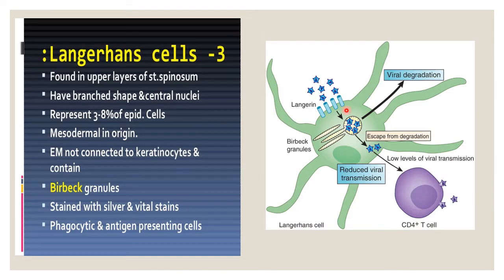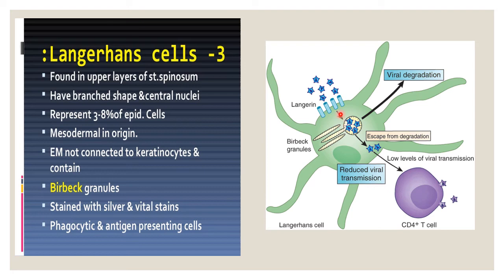The next are the Langerhans cells. These Langerhans cells are found in the stratum spinosum. They have a central cell body and branched processes, and they represent 2 to 8% of the epidermal cells. They are derived from monocytes, and they show certain granules which are called the Birbeck granules, and they can be stained with silver stains.